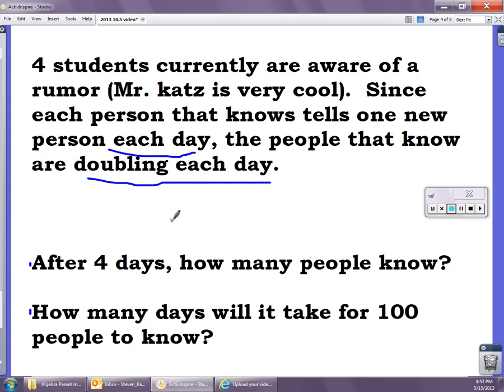So the first thing is to understand that if you're doubling, that's an exponential function. So we're going to write an equation for it. Y equals, so in here, there's an initial value, it's 4. And then, what's happening every time? What's the growth factor? Well, the growth factor is 2.